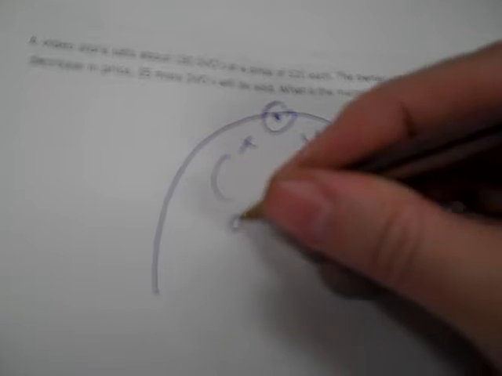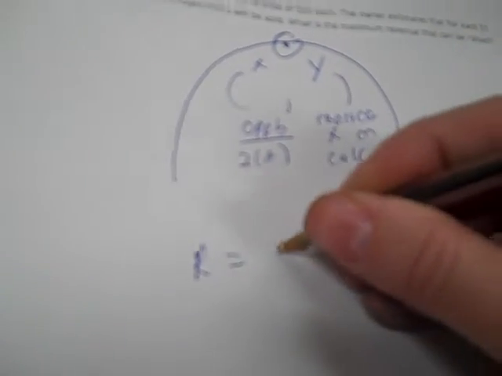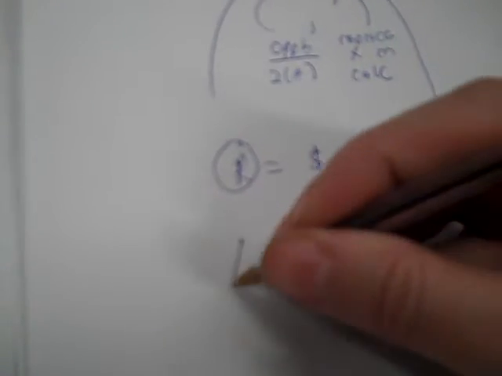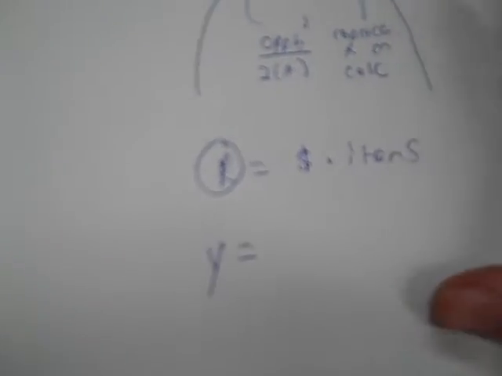And you need to find where the maximum's at. So the x is found with the opposite of b divided by 2 multiplied by a. And on the y, we replace x on the calculator. Okay, so revenue equals money times items. This bad boy needs to be replaced with y, okay?